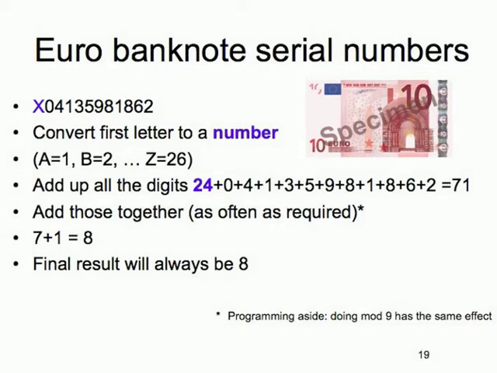So you add this number and all of the other numbers up, and then you add the digits together. And you keep adding the digits together until you only have one digit left. And that digit should be 8. If it's not 8, then the checksum wasn't correct.